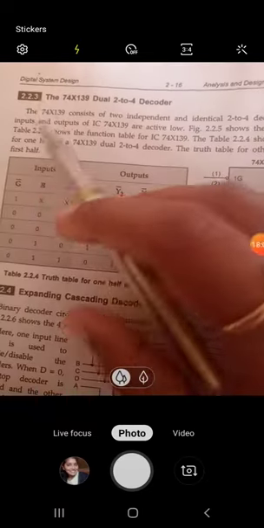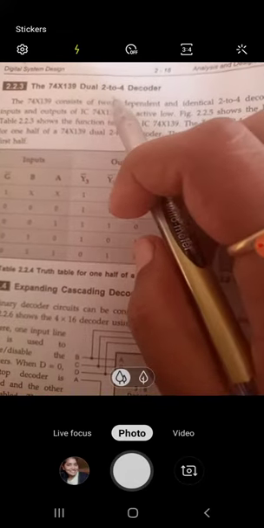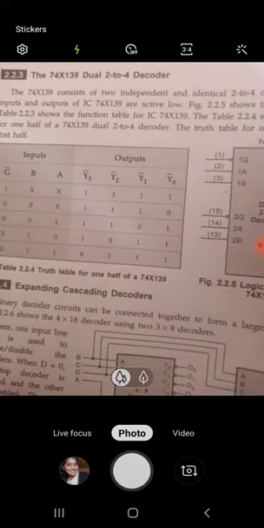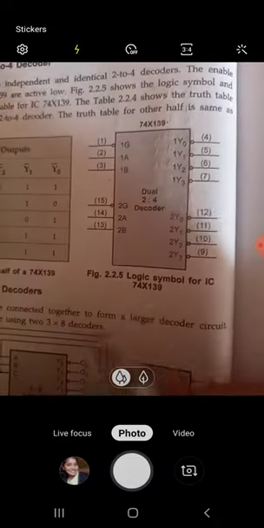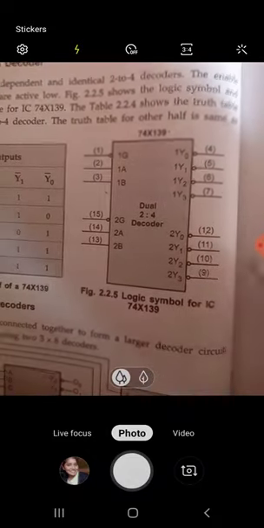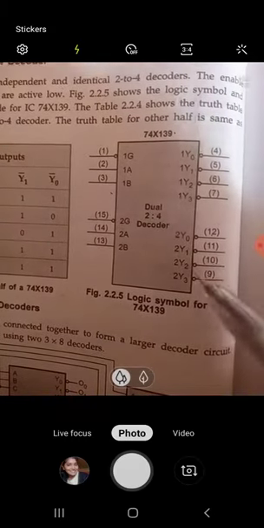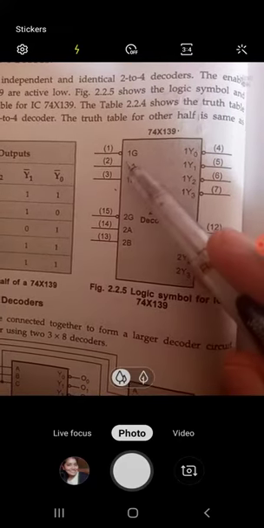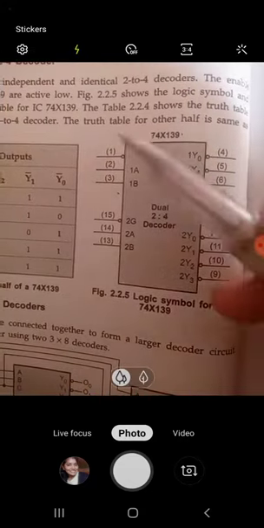Again, the next one which we have is 74x139 dual 2 to 4 decoder. It means 139 has two 2 to 4 decoders in it. This is how the logic diagram looks. So this is one 2:4 decoder and this is another 2:4 decoder which you have. 2:4 means what? 2 inputs, 4 outputs.